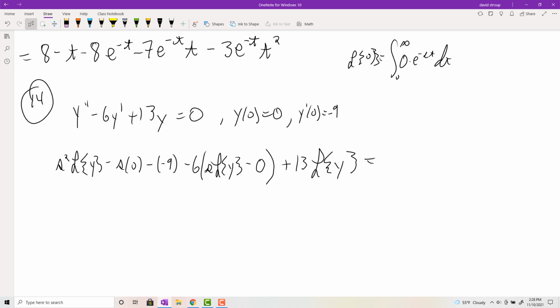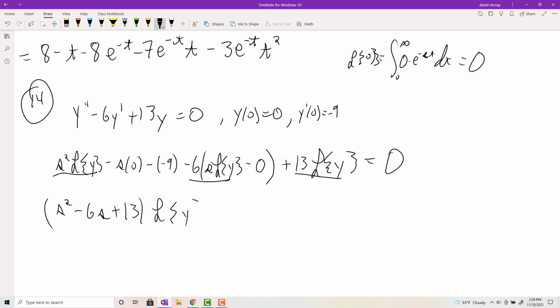But that's just going to be the integral of 0, and that's going to end up being a big 0. Okay, the area underneath the graph of y equals 0 is 0. So it'll equal Laplace of 0, but that's just equals 0. Okay, start collecting all your Laplace stuff together. So you end up with an s squared from this guy, a negative 6s from that guy, and then a 13 from that guy, times the Laplace of y.